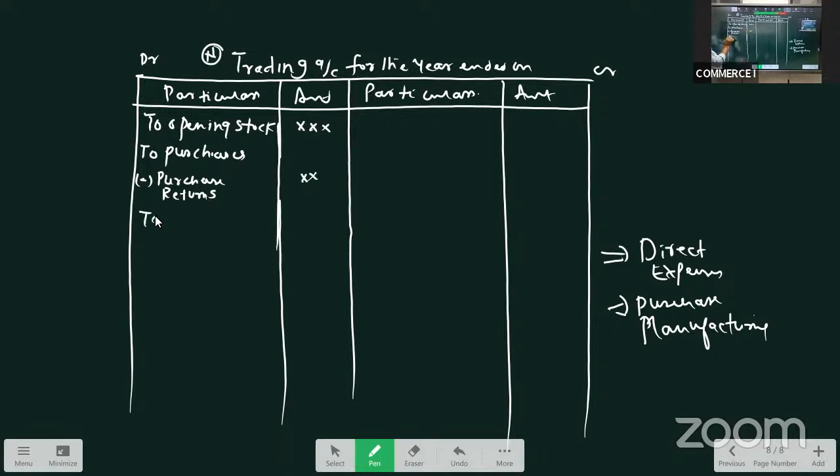Then we take wages. Wages is the payment made to laborers on a daily basis. That amount we'll take here. Then we take carriage. Carriage, just now I told you, no? Carriage is like transportation charges. Carriage inward we'll take here. If it is carriage outward, we take it in P&L account, the next account we are preparing. So carriage inward or freight inward will take here.